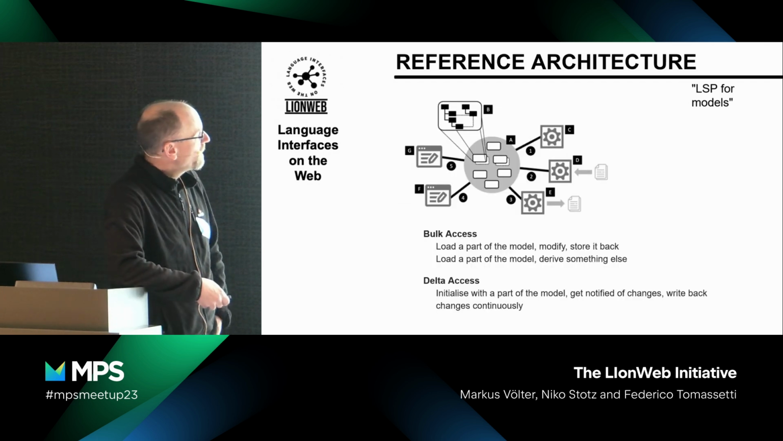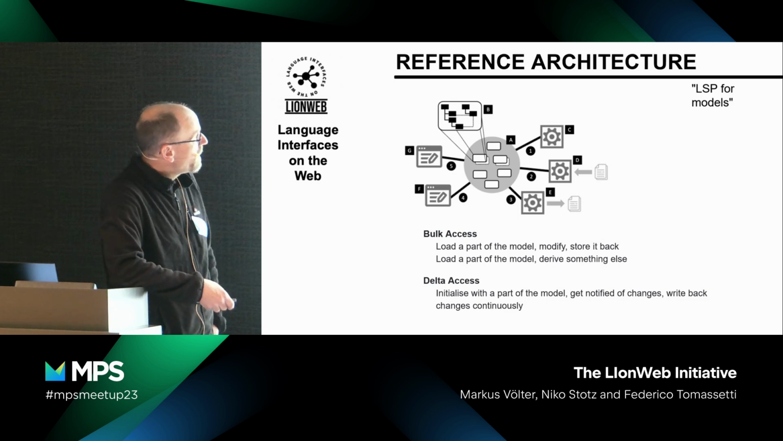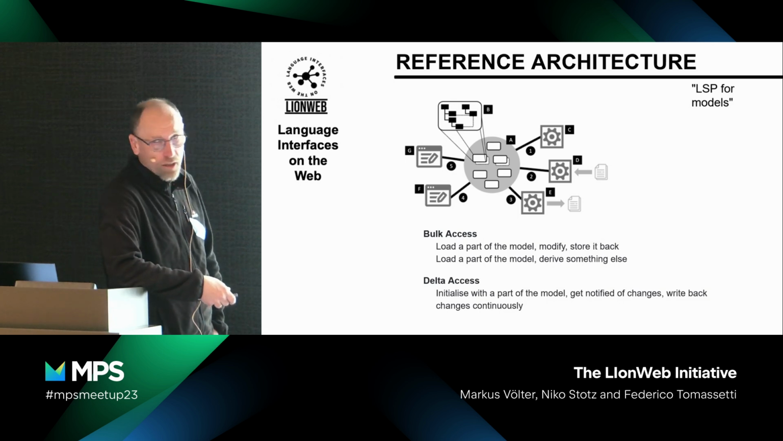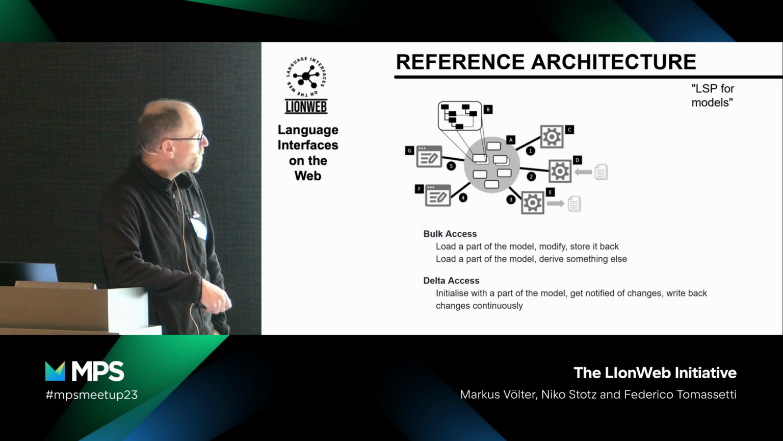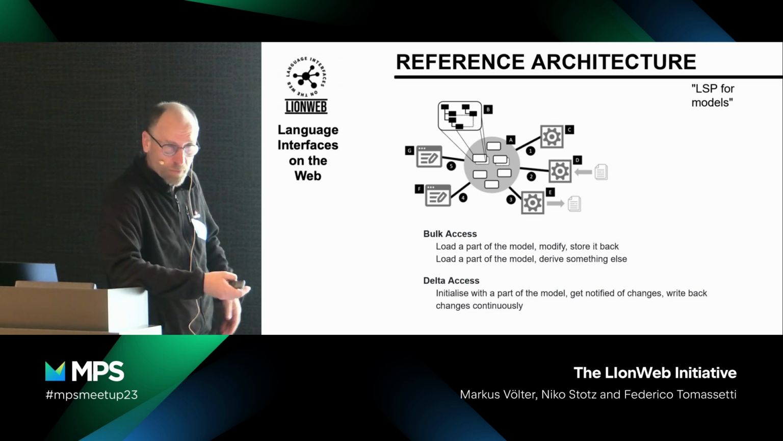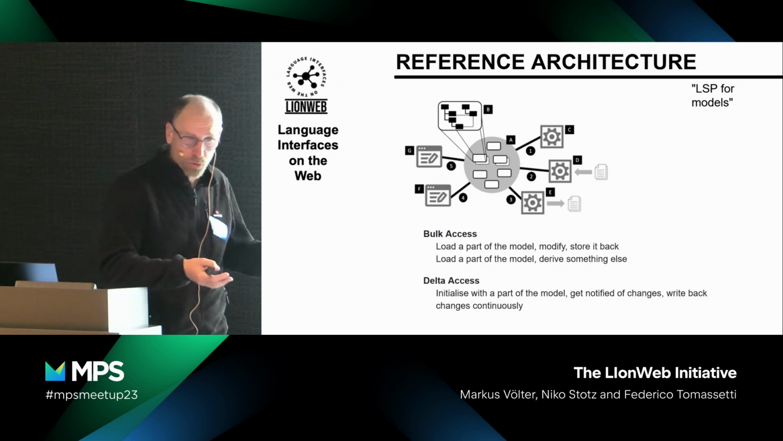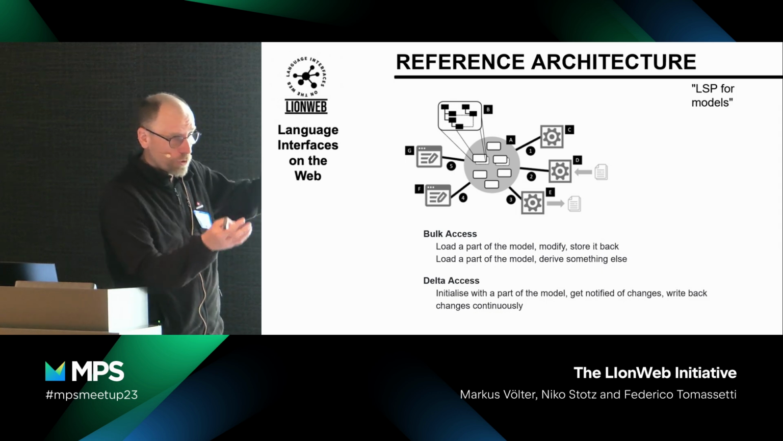So talking about details, we define or want to define two main protocols. One we call bulk access. It's basically some kind of REST-like API where you ask for a particular part of the overall repository content.